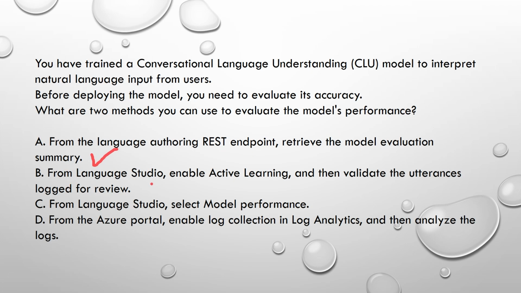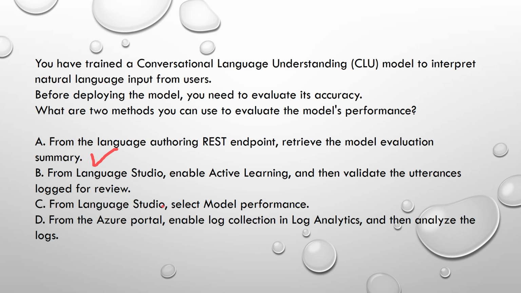From Language Studio, enable active learning and then validate the utterances logged for review. Enabling active learning is for improving the model by collecting the user utterances, logging them, and later training the model based on these user utterances. So that is what active learning is. And it is done in the prediction endpoint, not in the authoring endpoint. So the authoring endpoint of the model is for training and developing the model. So enable active learning is not the correct option. It is for improving a conversational language understanding model.